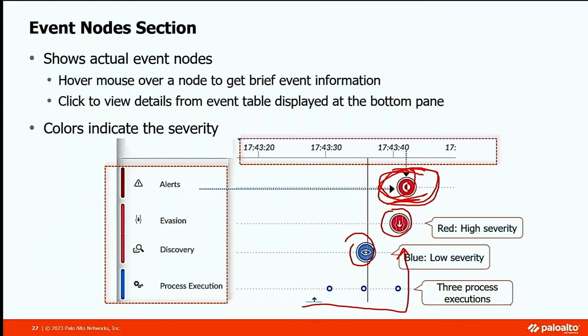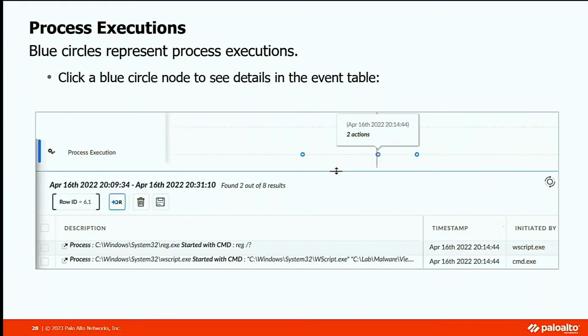So colors are color-coded for severity as well. And for the selected node, I select one of those process executions, the second one here. We then see what the process execution was. So wscript started with this command line. It was initiated by cmd.exe. Someone ran the script from a command prompt, not from Explorer. And then process reg.exe started with this command line, and it was initiated by wscript.exe. So again, they're each selectable.